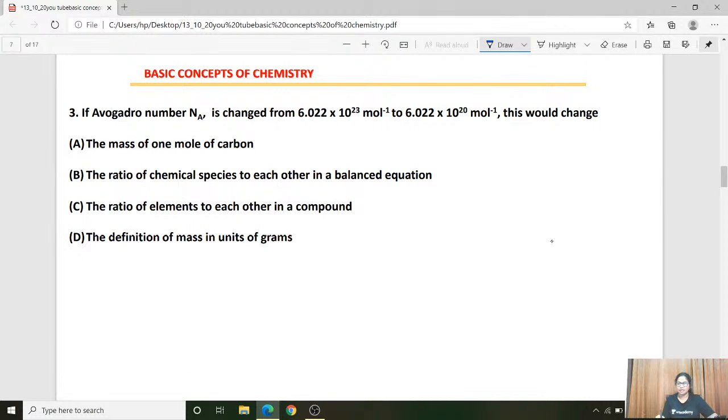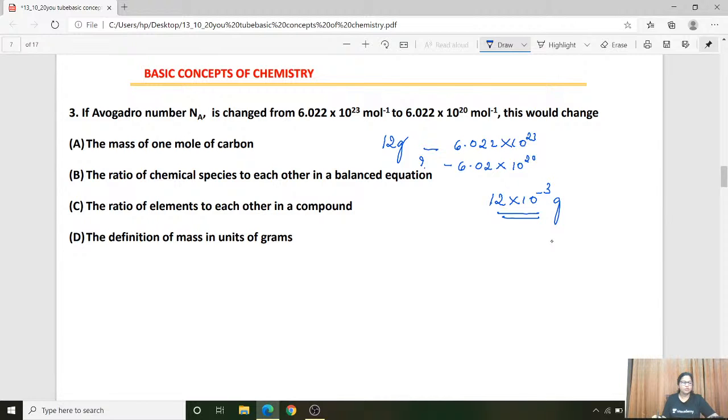If Avogadro number Ne is changed from 6.022 into 10 to the power of 23 per mole to 6.022 into 10 to the power of 20, what would change? If you are going to change the Avogadro number, what will change? Let me take, for example, option A, mass of 1 mole of carbon. Mass of 1 mole of carbon is 12 gram. And we know 12 gram contains 6.022 into 10 to the power of 23 atoms. So if I take the Avogadro number as 6.022 into 10 to the power of 20 atoms, what will be the mass, student? The mass will be 12 into 10 to the power of minus 3 gram.